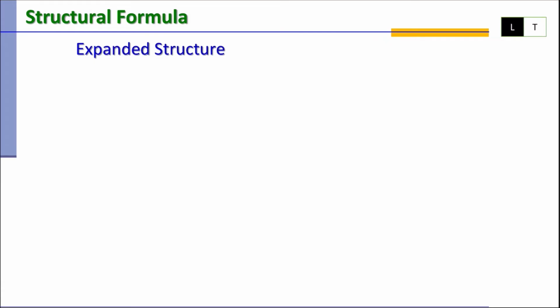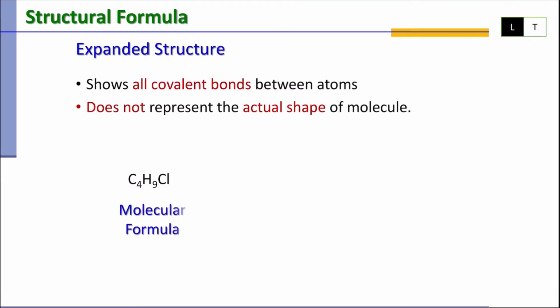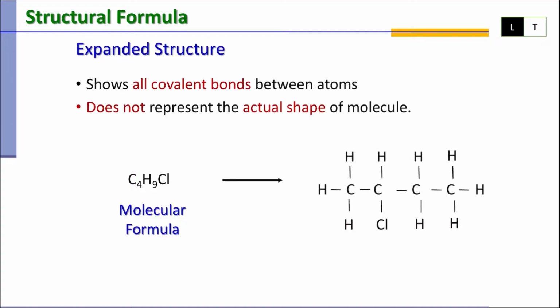Let's go with the expanded structure first. So for expanded structure, it shows all the covalent bonds between atoms, tapi it does not represent the actual shape of the molecule. For example, saya ada C4H9Cl. Ini kita panggil sebagai molecular formula. So, molecular formula dia boleh jadi macam-macam bentuk. Salah satunya, contoh saya ada this form dan saya beri nama dia sebagai 2-chlorobutane.